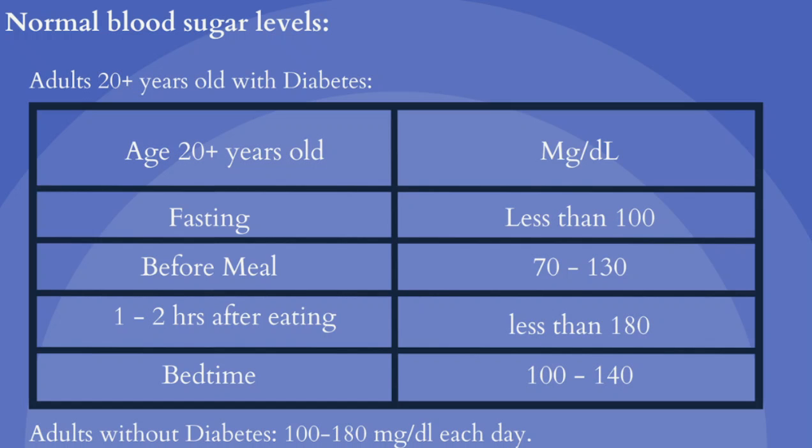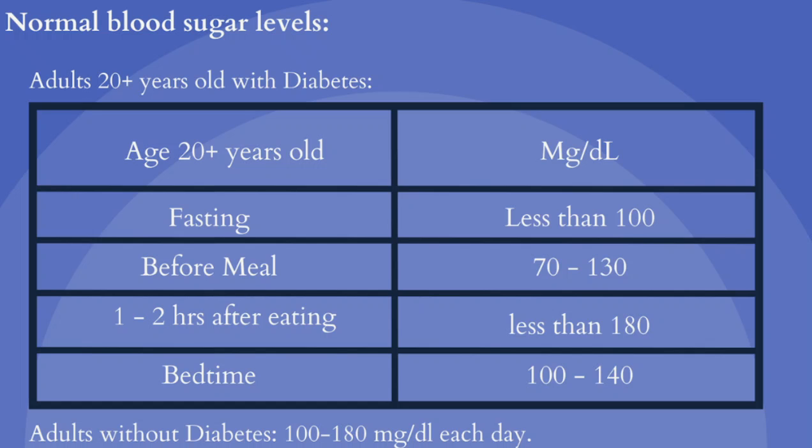Many people will not start to experience symptoms from high blood sugar until their levels are at 250 milligrams per deciliter or higher. So the highest blood sugar level that's considered safe will depend on the person and whether they have diabetes, but will typically be between 160 to 240 milligrams per deciliter.